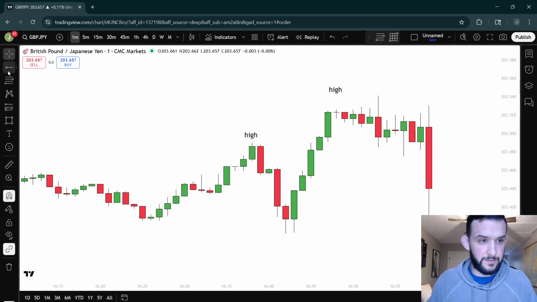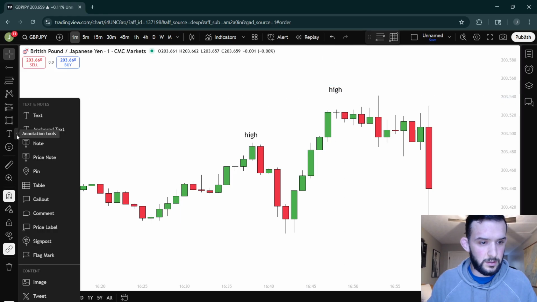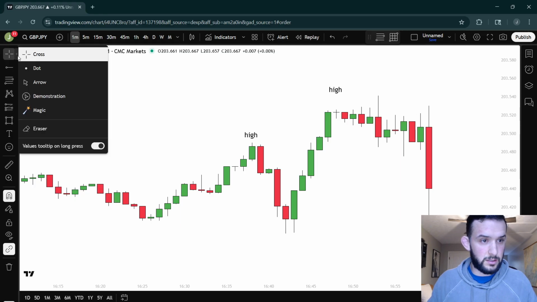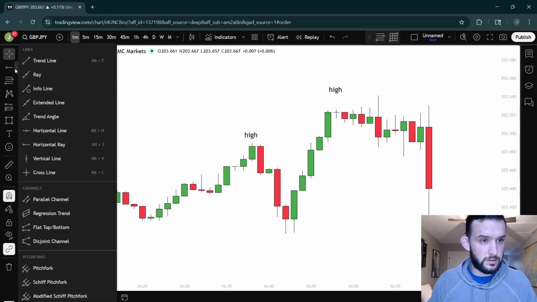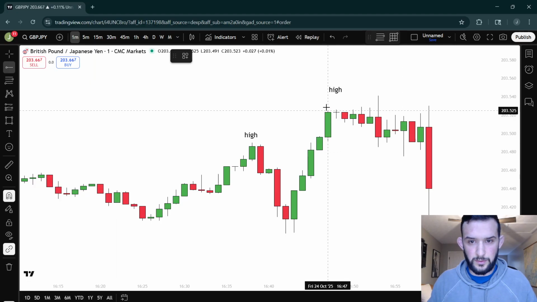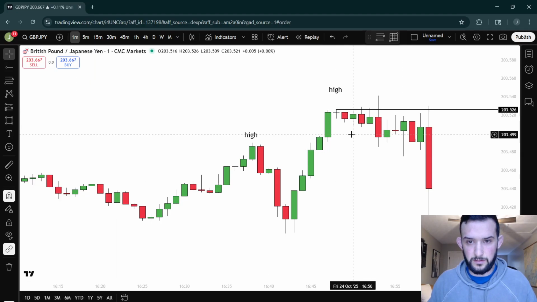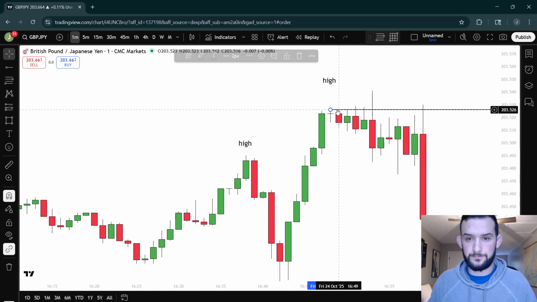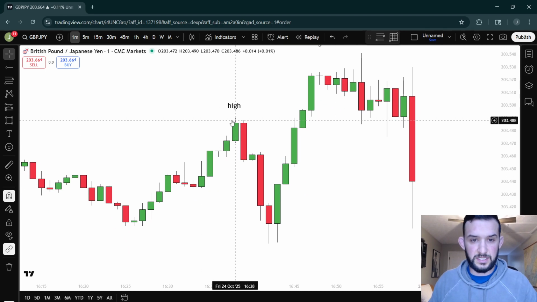And I'll even circle it to make it easier. If I can find my little tool. Yeah, we can see right here is the highest point. You can see the line where it is. Boom, highest point. So that's a high. This is also a high.